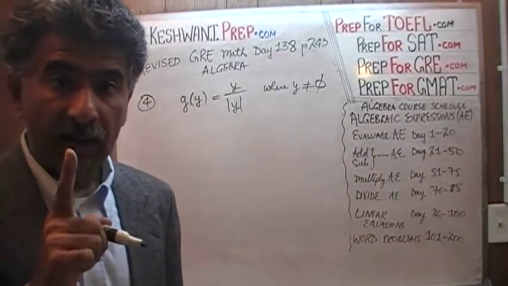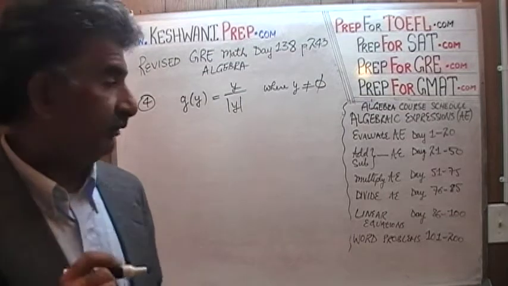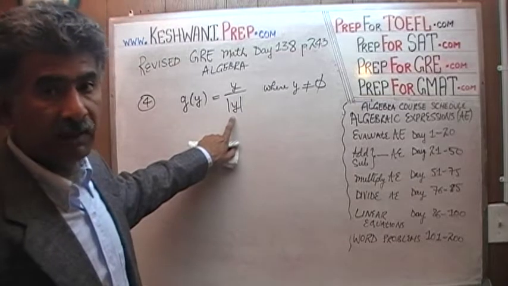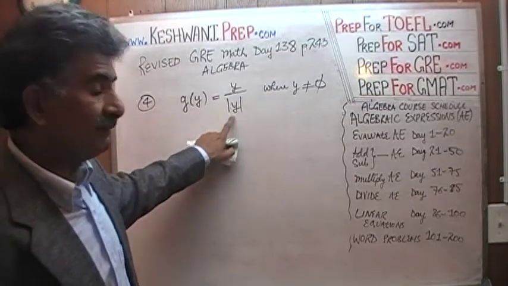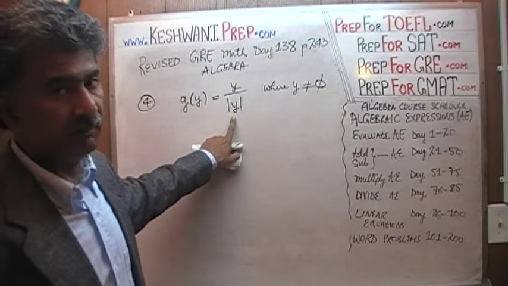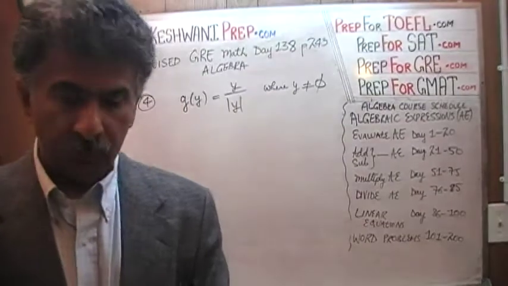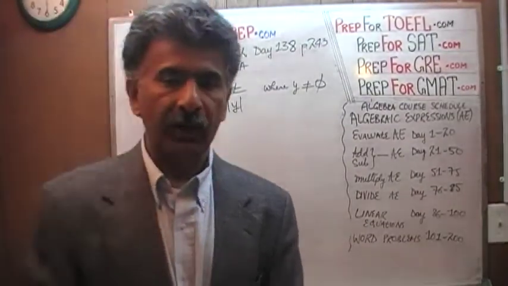Because if y were 0, we would have 0 at the bottom. And any number divided by 0 is undefined. We will have trouble. We cannot have 0 at the bottom. We cannot divide any number by 0. It is an undefined quantity. It is an infinity. So to prevent that from happening, they tell you that y cannot be 0.